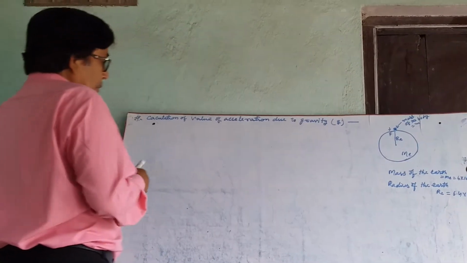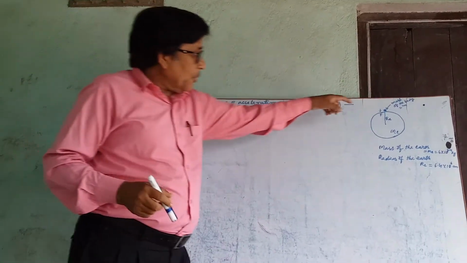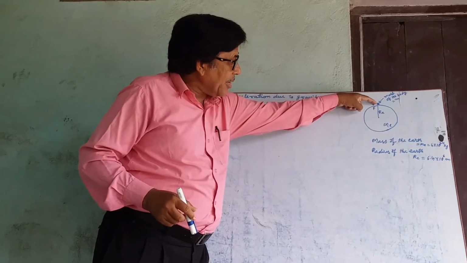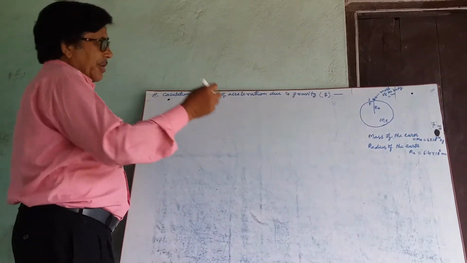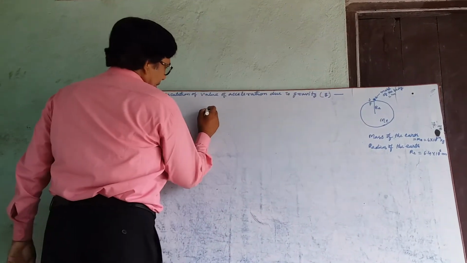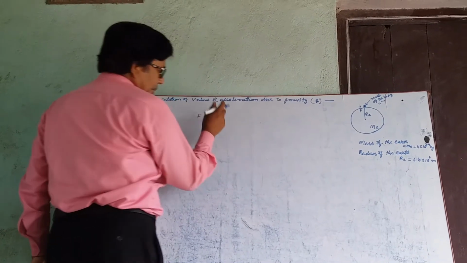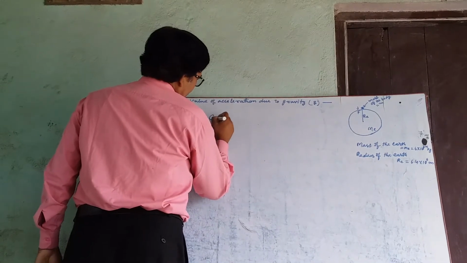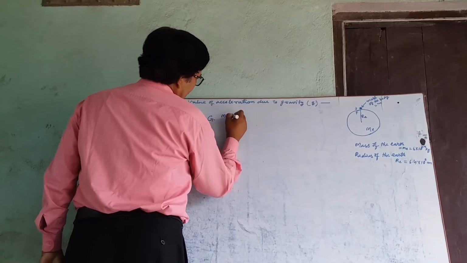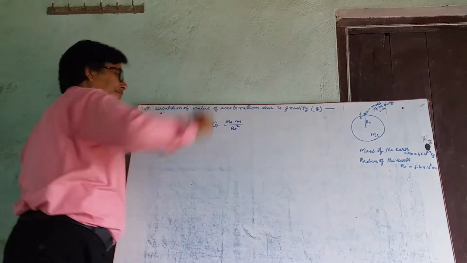Now, according to Newton's law of gravitation, the force of attraction between the stone or body and the earth is F. I have taken F. Then F is equal to G, the product of the masses, M_E M, by RE square. This is equation 1.